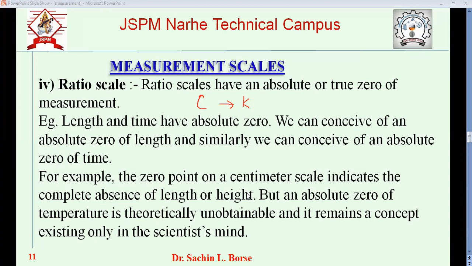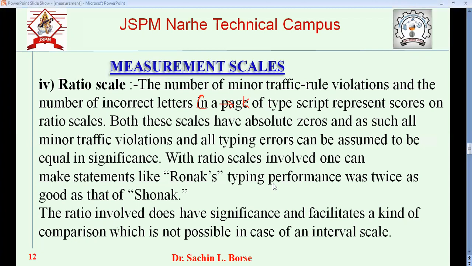And the concept, they are saying, is only imaginary. Yes, today we can obtain the absolute zero, but it is difficult. Please understand. So the absolute zero concept is okay in terms of time, in terms of length or height, but it is difficult, as they mention, for temperature.